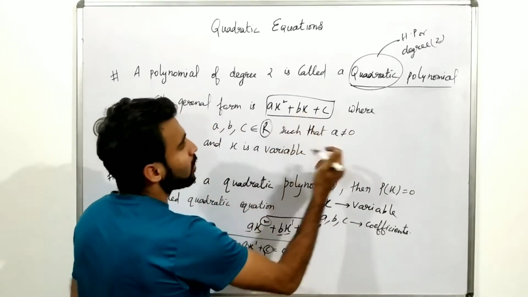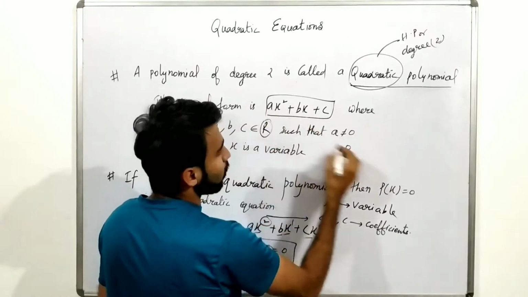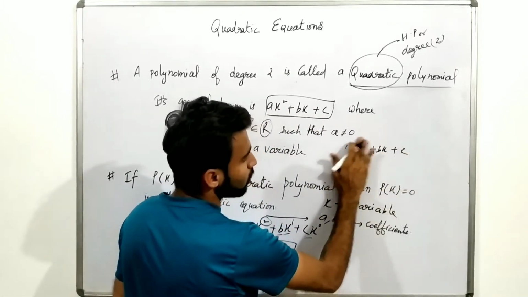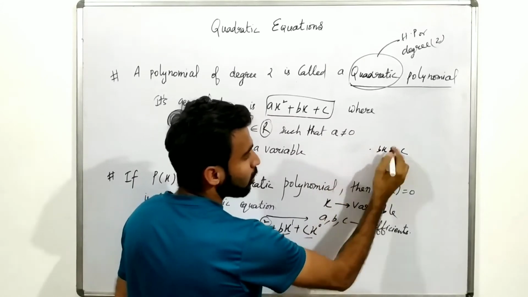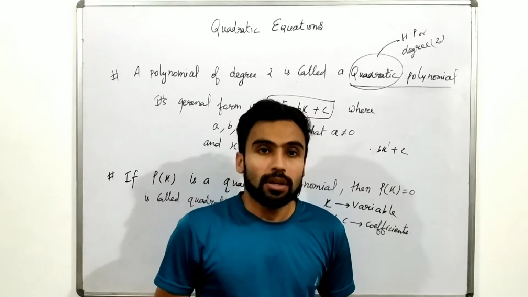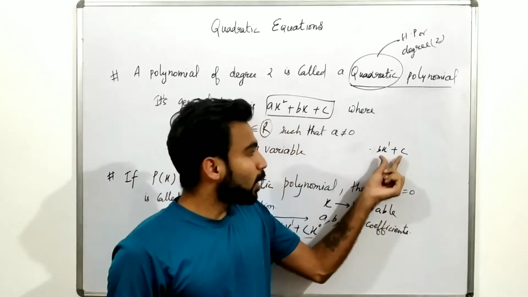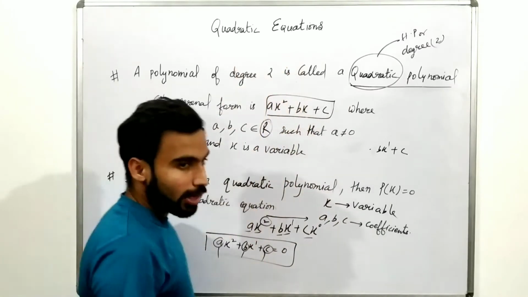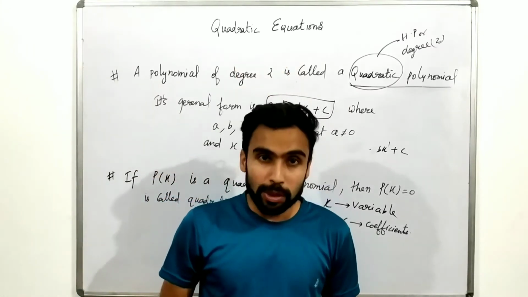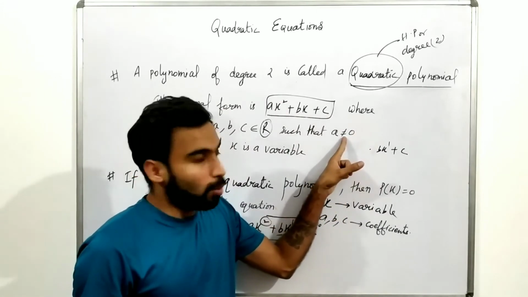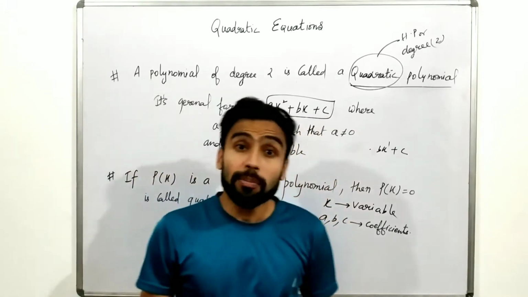Let me take this, that if I place 0 here, what will be the equation? If I remove this term, the equation will be a linear equation. When the highest power of any equation is 1, that equation is called a linear equation. Here we have to deal with quadratic equations, so the highest power should be 2, and for that, a should not be equal to 0. That means this a cannot be equal to 0.